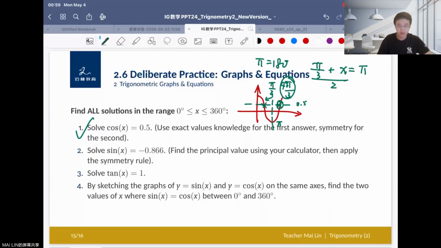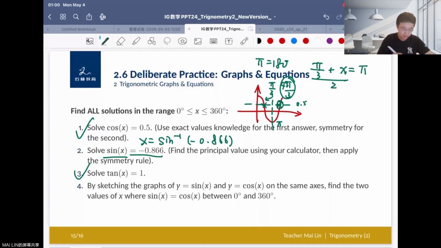And for problem 2, solve sine x equals negative 0.866, okay? You can just use the calculator. So you can set sine x equals negative 0.866, so x equals sine inverse of negative 0.866, that is negative 0.866, okay? But then you can find the exact x value here, okay?